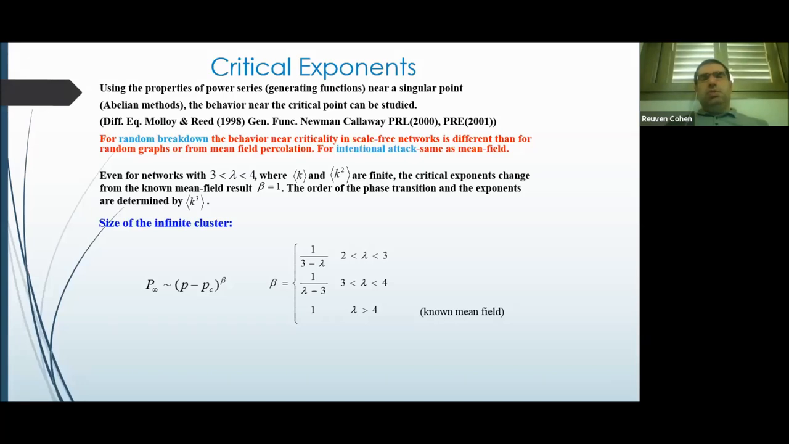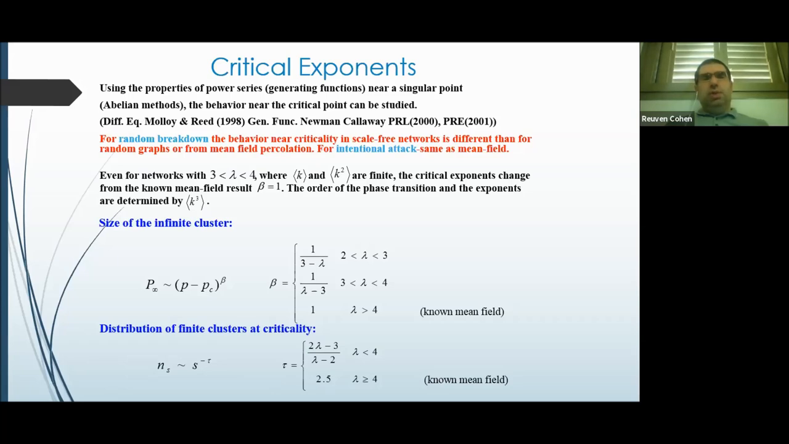This is what happens when we have high dimensional grids, say over six dimensions. For two or three dimensional grids, we get a different number. However, for scale-free networks, we also get a different number. It turns out that the existence of hubs has a strong influence on this. You can see the results here. They depend on lambda.